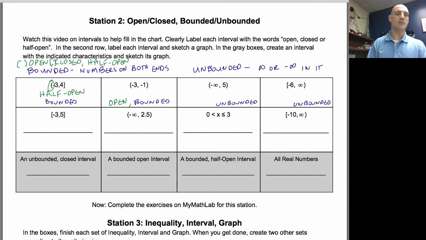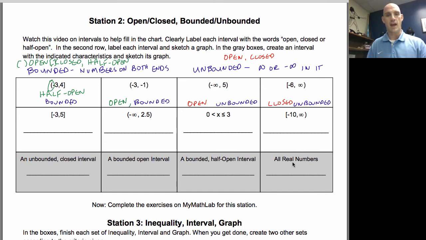Okay, a bounded interval can either be open or closed. It can't be half open because as it goes to infinity, we're not considering that point. So it's either open or closed. This one is open, and this one is closed. Okay? Open, closed for unbounded, half open, open, or closed for bounded. Okay? What are you going to do for yours?